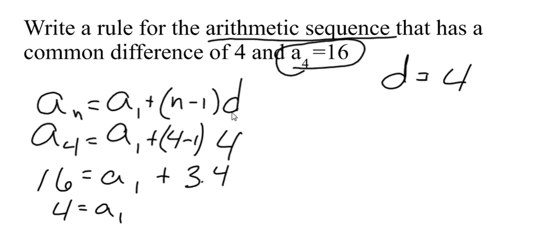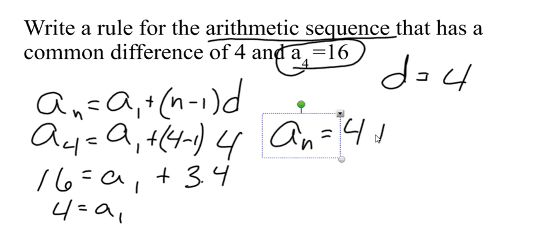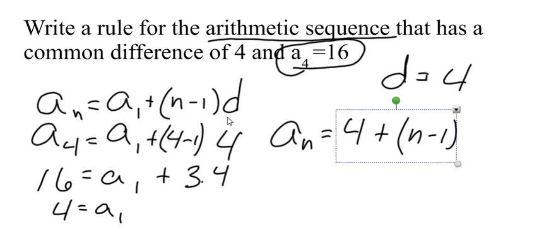Now knowing that our initial value, our a sub 1 value, is 4, and our common difference is 4, we can write the rule for this particular arithmetic sequence, which would be a sub n equals a sub 1, which is 4, plus n minus 1 times our common difference, which is 4.